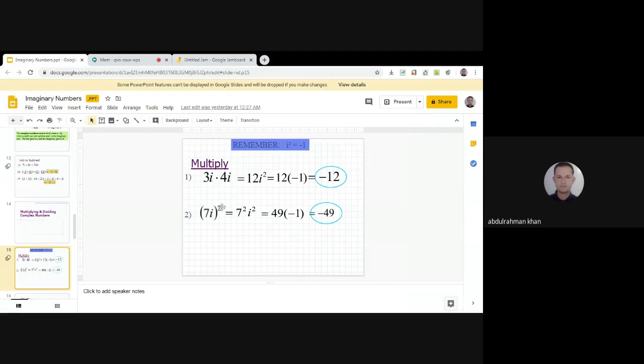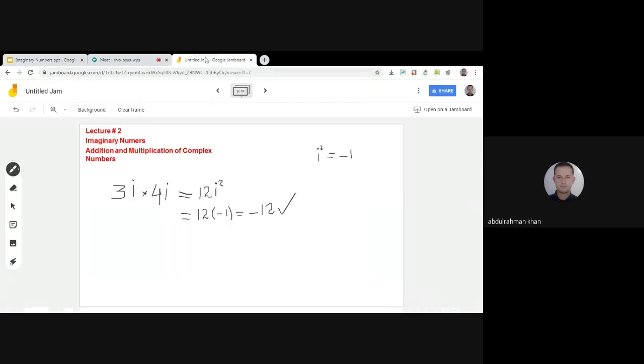7i power 2, very simple. The question is 7i as a whole power 2. We can separate both, so it equals 7 power 2 times i power 2. 7 power 2 means 7 times 7, which is equal to 49.